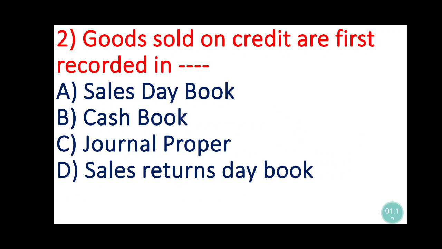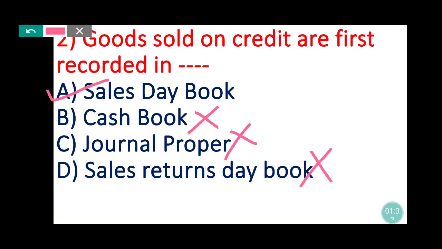Second, goods sold on credit are first recorded in sales day book. Not in cash book, because it is for cash transactions, and not in journal proper. And sales return day book is for the sales return, the goods which are returned by customers. So when goods are sold on credit, they are recorded in sales day book.